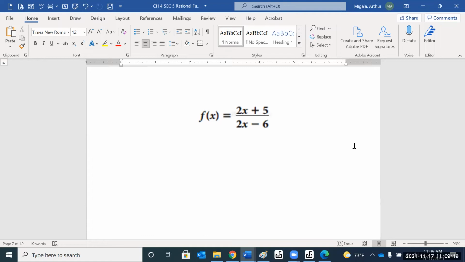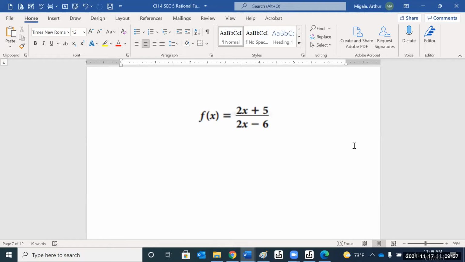What is the horizontal asymptote? It's 1. I'm sorry, I was thinking of the wrong number. Yes, because of the horizontal asymptote, we have 2x over 2x. They cancel, so it's 1.